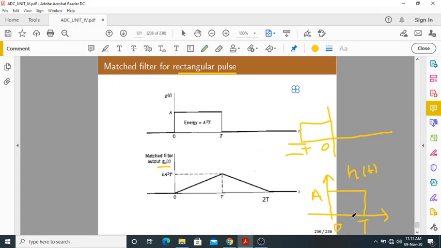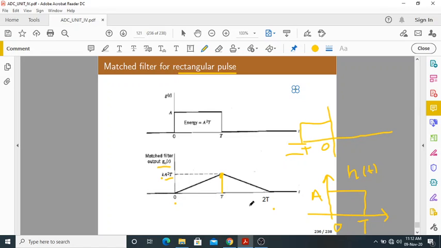So in this scenario, g of t is the same as h of t, which means the output of the filter is the convolution of two rectangular pulses of the same width. Then you get a triangle, from 0 to 2T. Now it is maximum at t equal to capital T. So what is this value at t equal to capital T? That is say k, anyway a constant, A square T.